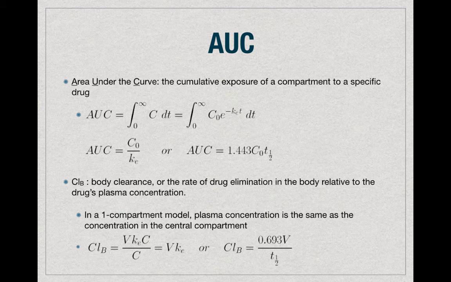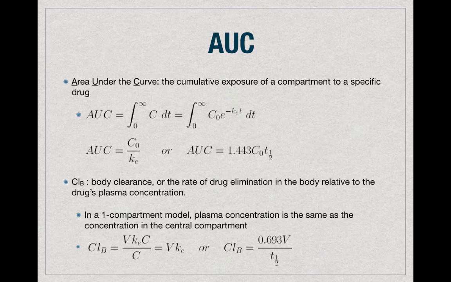pharmacokinetics, we don't say, oh, what's the area under the curve? We're actually looking for something different. Area under the curve means something biologically. It's the cumulative exposure of a compartment to a specific drug. And so what we do is we integrate from 0 to infinity the concentration in that compartment.